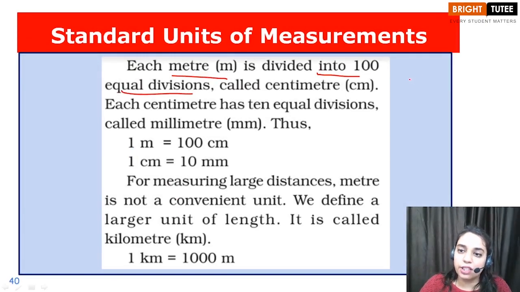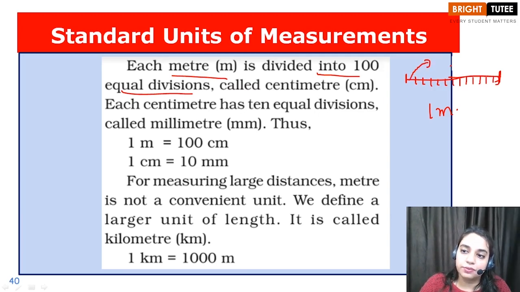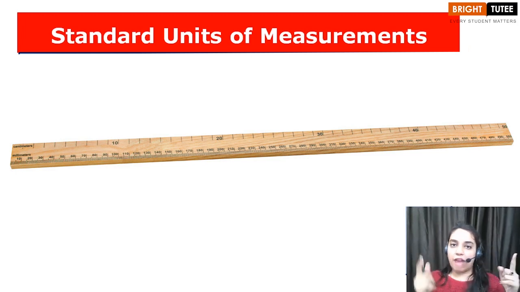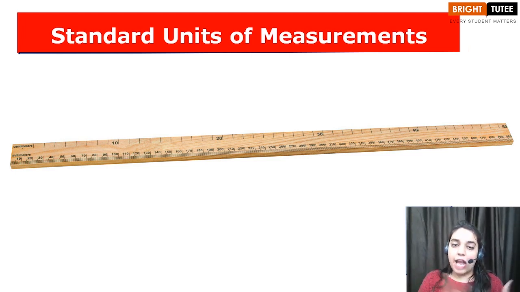So what we have done, suppose children, this length is equal to 1 meter. Now we will divide this 1 meter into 100 equal parts, and we name each part a centimeter. Okay children, so we have 1 meter and we divided it into 100 equal parts, and each part is known as 1 centimeter.